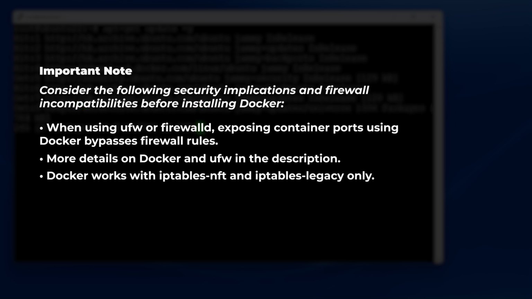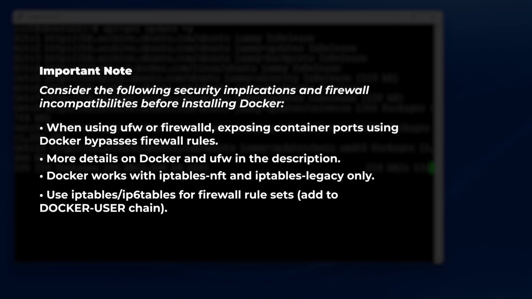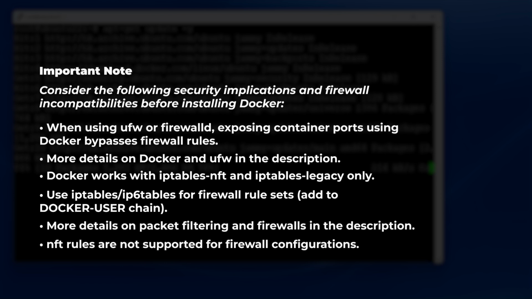Docker is only compatible with iptables-nft and iptables-legacy. Use iptables or ip6tables to create firewall rule sets and add them to the DOCKER-USER chain. For more information, please check the link in the description below. Firewall rules created with nft are not supported.